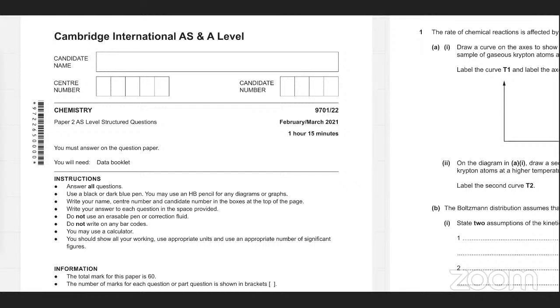Hello everyone, I'm just going to try and solve this paper, which is the question paper February March for the ES exam. This is specifically for the ES exam. We're going to try and solve this.